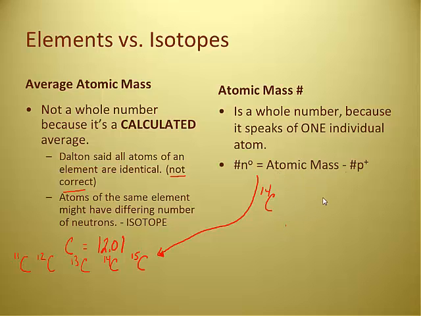So if I'm going to do the math here, 14 minus the number of protons. Now, how do you know the number of protons? Well, that's the number in the heart, the atomic number. So 14 minus 6 will give me the number of neutrons in carbon 14. Quick math, 8. So it has 8 neutrons and 6 protons.